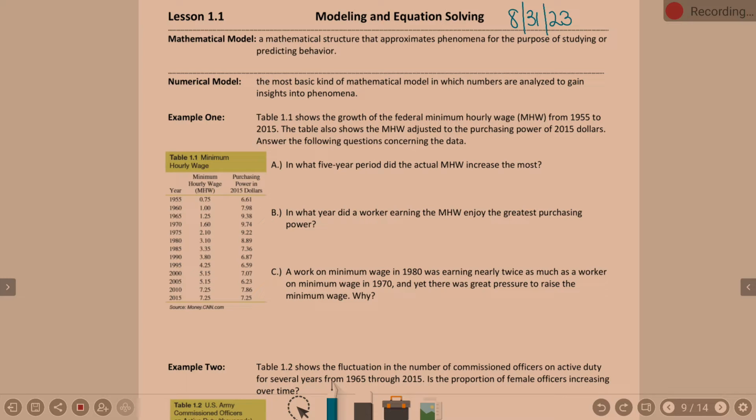This table shows the growth of the federal minimum hourly wage, which they refer to as MHW, from 1955 to 2015. The table also shows the minimum hourly wage adjusted to the purchasing power of $2015. Answer the following questions. So you have the table over there. In what 5-year period did the actual minimum hourly wage increase the most?